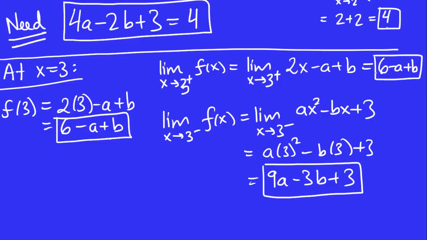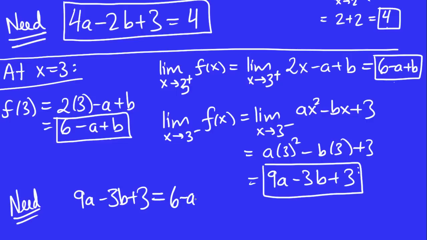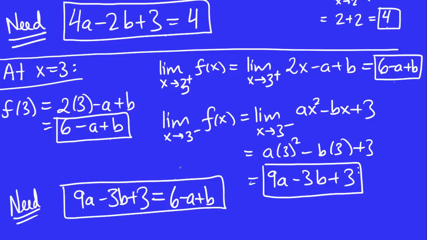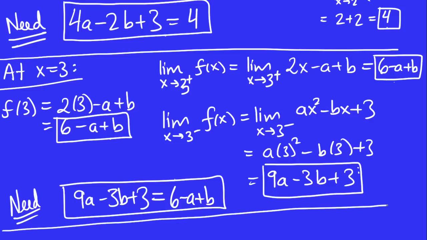We need these 3 quantities to be the same, which is the same thing as saying these 2 quantities have to be the same. Our reward for this work, for our analysis at x equals 3, is that we need 9a minus 3b plus 3 to be the same as 6 minus a plus b. Now, these are our two equations we need to work on. We now have two equations in two variables, this one and this one. That's a system of equations in two variables. We can solve that. How about I recopy these?